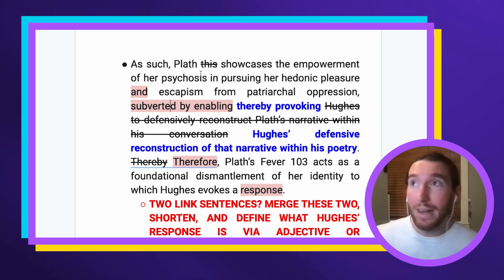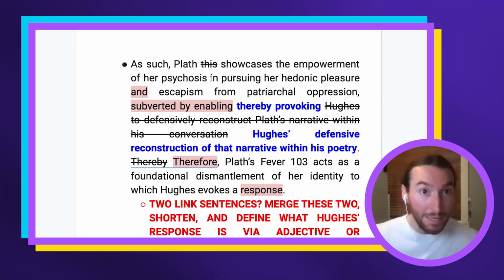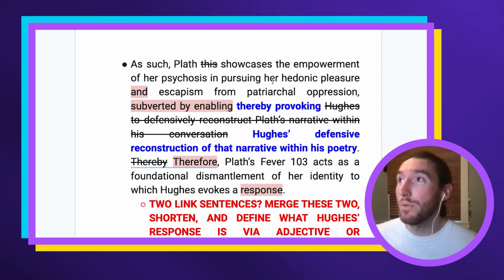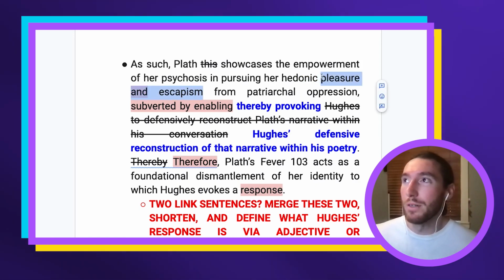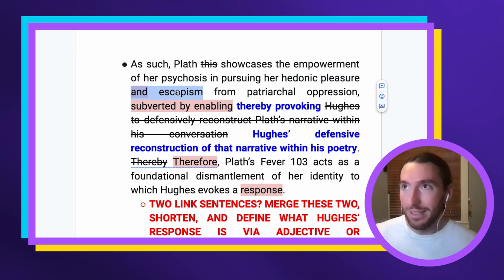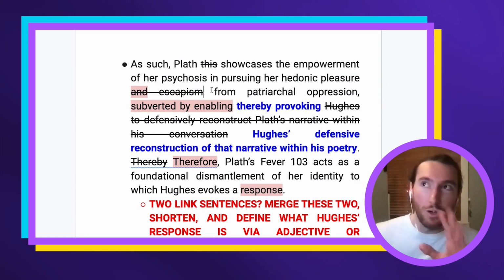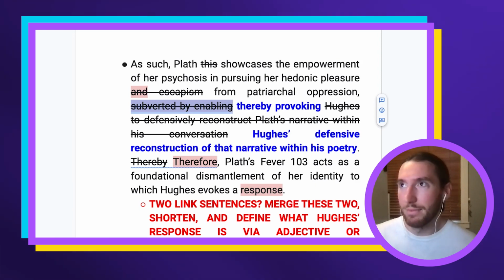It was sounding great at the beginning. It showcases the empowerment of her psychosis. That's an interesting point. Like I'm interested in that point. In pursuing her hedonic pleasure and escapism. Ooh, diluted. Immediately the double up issue because you've got her hedonic pleasure and escapism. So let's figure out, you don't have to cut that one out. Figure out what one you want to go with. Make sure you're being specific enough. Subverted by enabling. I feel like we need to subvert that one and get rid of it.